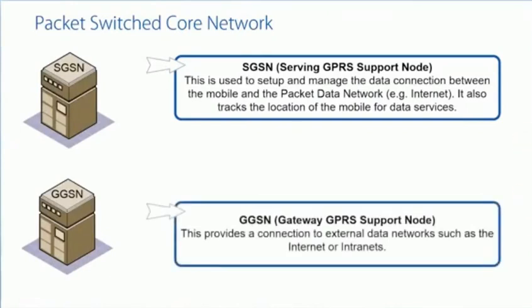The GGSN, the gateway GPRS support node, is all about connecting to the external network. So this is very much to do with intranet, internet type connections. It's also an anchor point. So the idea is you're anchored on this GGSN, but you can move to different SGSNs as part of mobility.